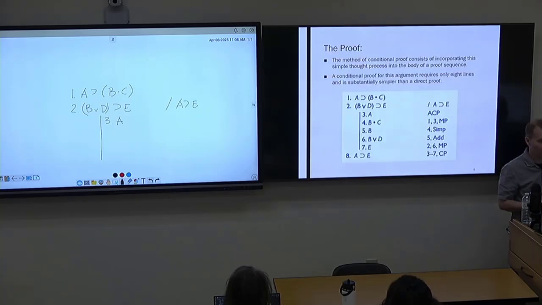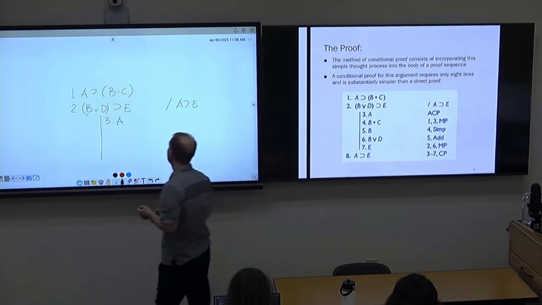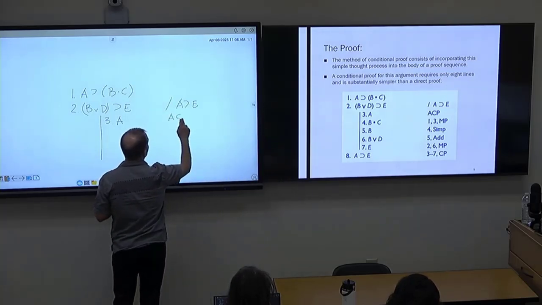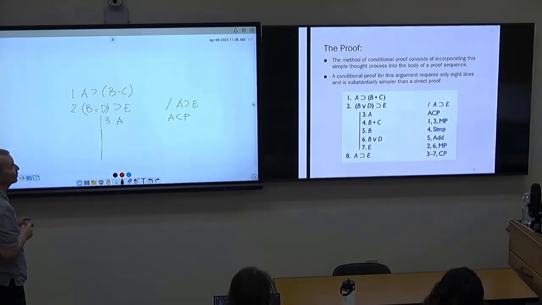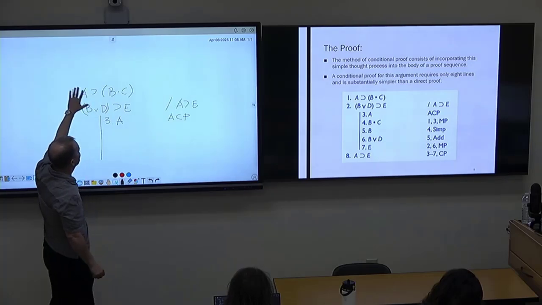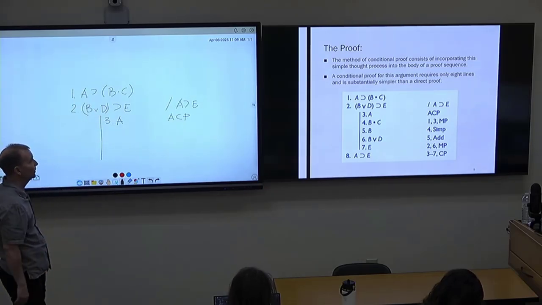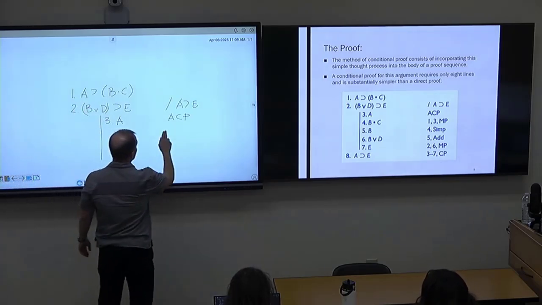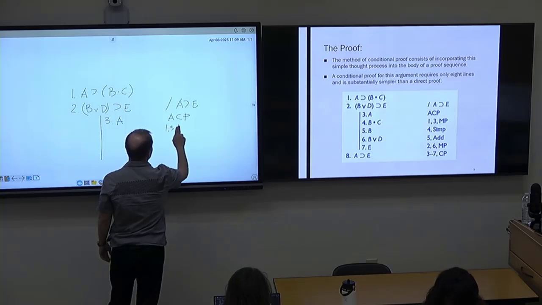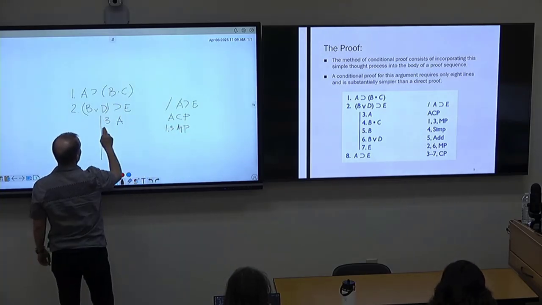So let's just look at the proof. ACP means assume conditional proof. So that's the beginning of your sequence. You assume conditional proof. Then once you assume that, you are looking here and using whatever you have on the right side in the same way as we did before. So for example, between line 1 and 3, you do have the modus ponens. Right? So that would immediately give you B and C.